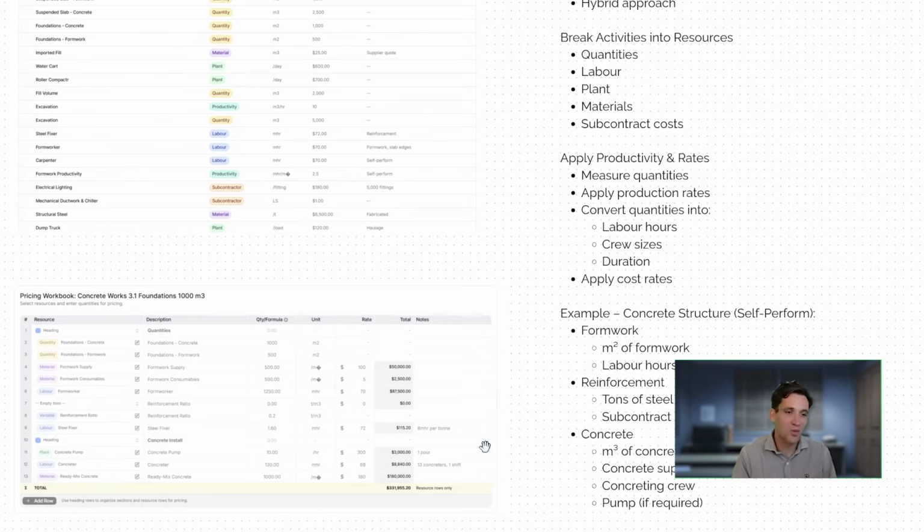For each of these items, there'll be a quantity and there'll be a rate. You need a project manager for 8 months. You need 2,000 meters squared of formwork. Basically, anything we're just going to break down into a quantity and a rate.